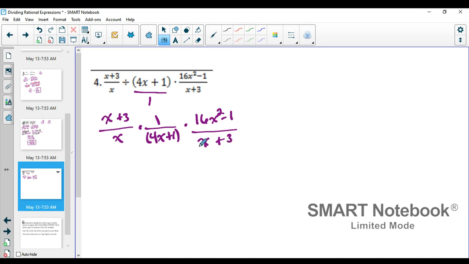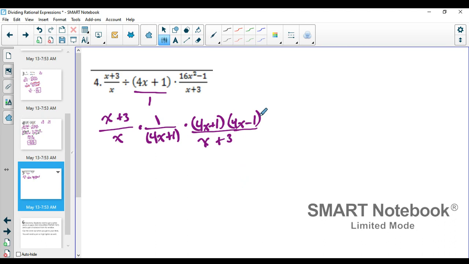All right, now we're going to factor this 16x squared first. Actually, let's just factor that before we write it there, just to make life easier. So 16x squared minus 1 is the difference of 2 squares. So you take the square roots of both. So the square root of 16 is 4. Square root of x squared is x, so we get 4x there. And then the square root of 1 is 1. And you have 1 positive and 1 minus.